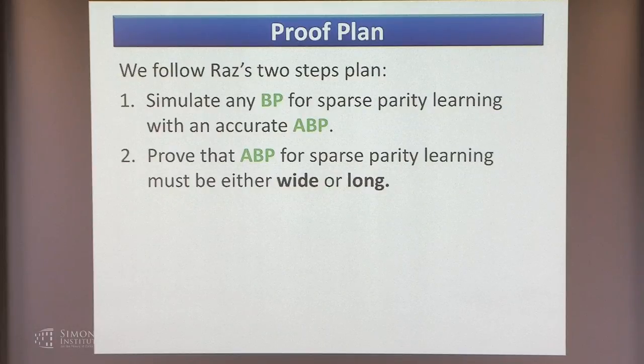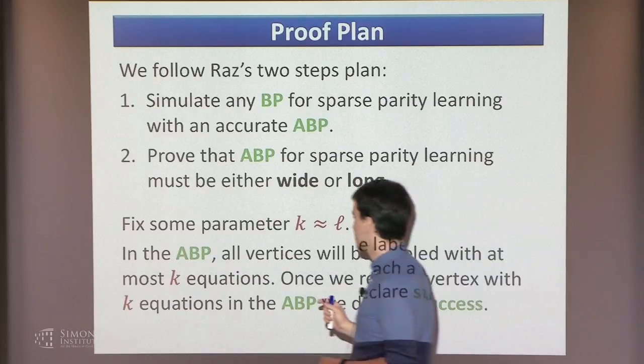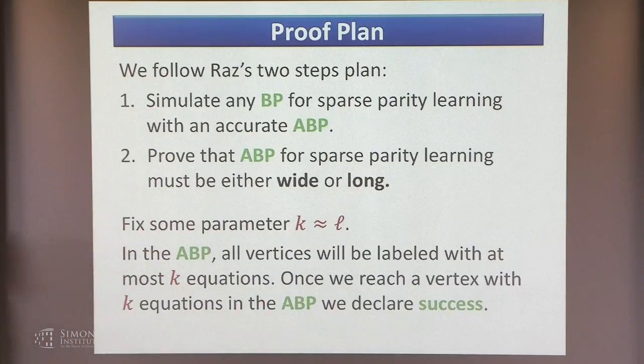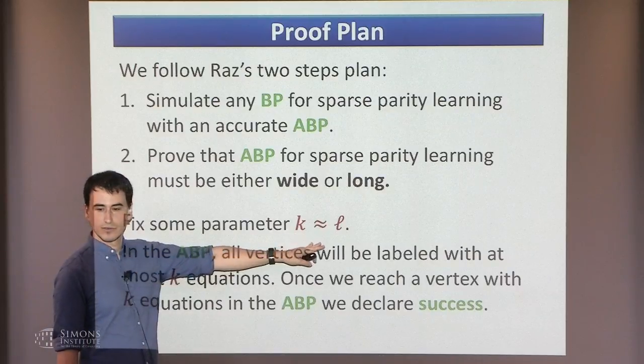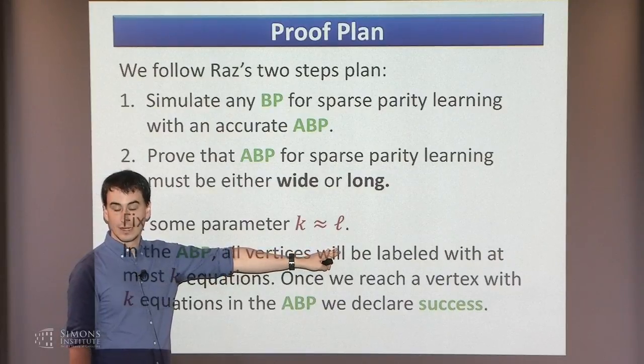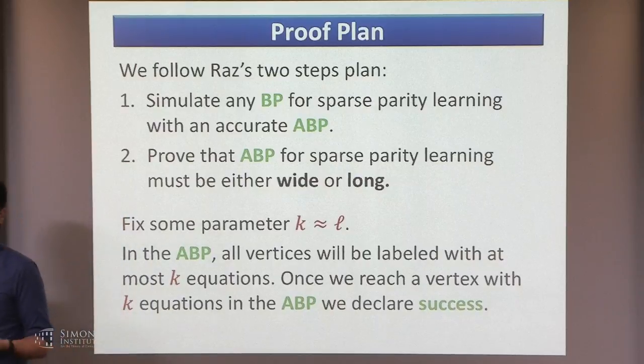OK. So I want to be a bit more precise. So this is very high level. It's this simulation and then the lower bound. I'm going to make some choice. So instead, in the affine branching program that I'm going to produce, I would have some threshold k. You should think of this k as roughly the sparsity of the sparse parities, or like linear in n in the case of general parities. And we will store up to k equations in each vertex.